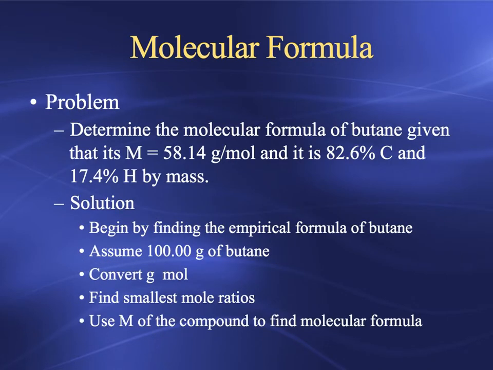The problem is to determine the molecular formula of butane, given that its molar mass is 58.14 grams per mole and it is 82.6% carbon and 17.4% hydrogen by mass. The solution is going to be just like solving for the empirical formula of butane. We assume 100 grams of it, just like we did before, convert the grams into moles, find the smallest whole number ratios, and use the molar mass of the compound to find the molecular formula.